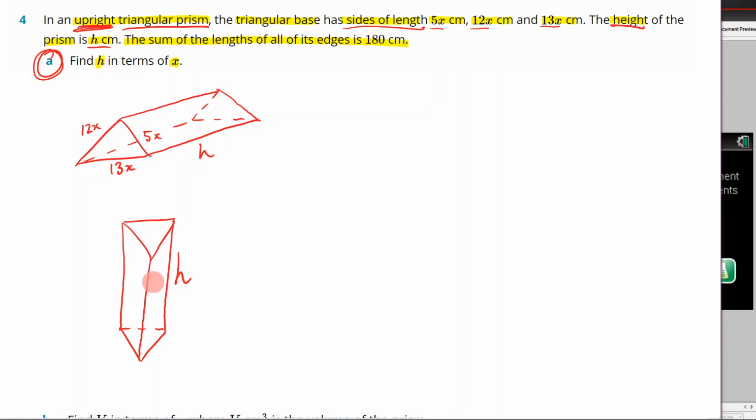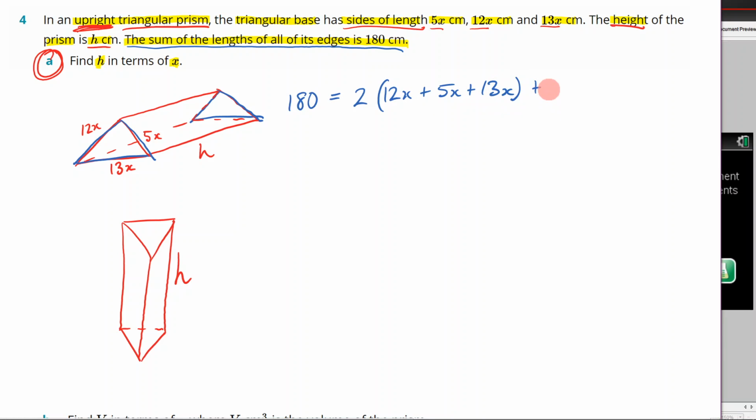Okay, the next thing is we're told that the sum of the lengths of all of its edges is 180 centimeters. So now we can actually get to answering the question. We can go 180 is going to be equal to, well, we're just going to add up all the edges. So 12x plus 5x plus 13x, then 12x plus 5x plus 13x. So we have to add all those up together. So I'm going to go 2 times (12x plus 5x plus 13x). Then I will add onto that the h's. So that height, and that height, which corresponds to here, here, and here. So that's going to be 3 times h, which is 3h.